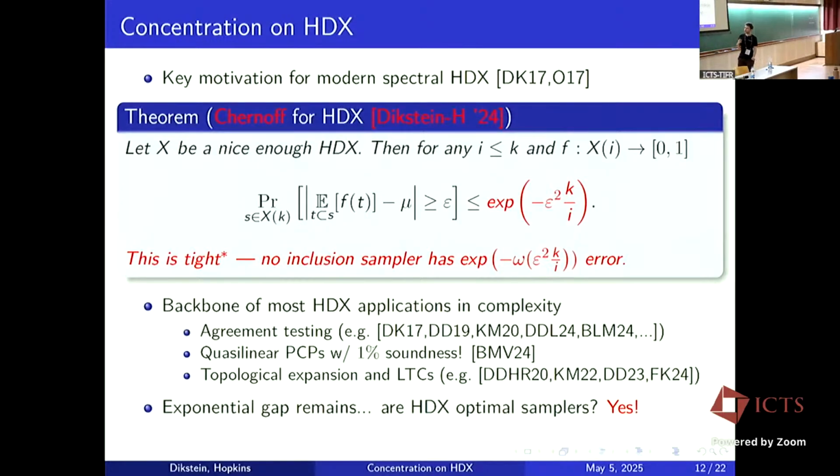You can also show by sort of reduction to tightness of Chernoff that no inclusion sampler, no sort of degree I concentration can be better than e to the minus epsilon squared k over I. So this is sort of the right answer. Sorry? How big is X?